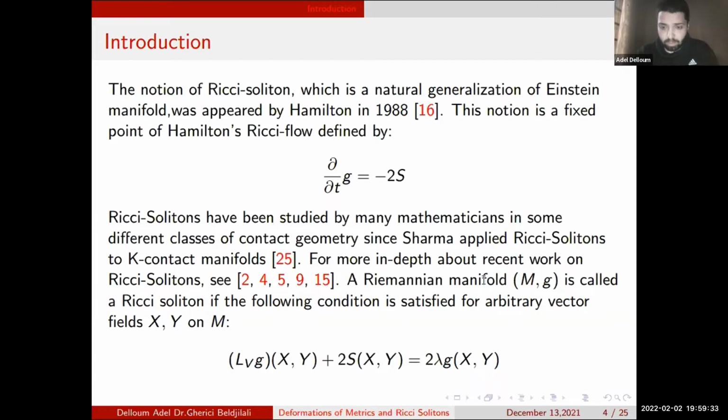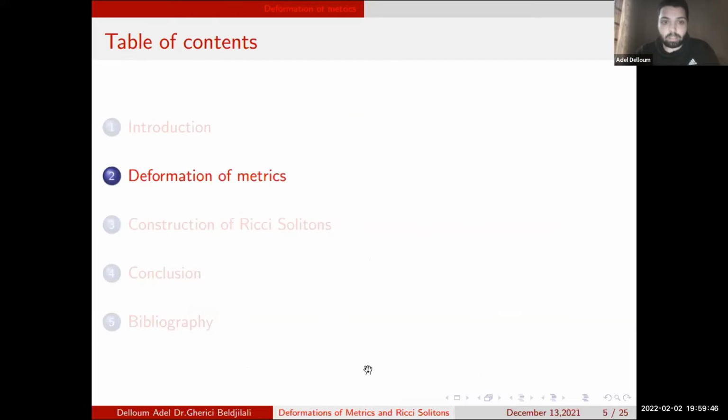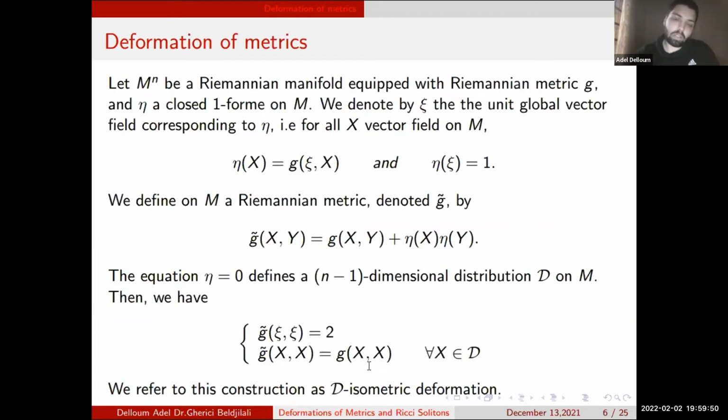So a Ricci-Soliton is basically a Riemannian manifold associated with a vector field and a constant lambda, which satisfy the following equation. So what is the work we've done? Given the Riemannian manifold, we've deformed the initial metric, and we've built a Ricci-Soliton on the deformed metric.